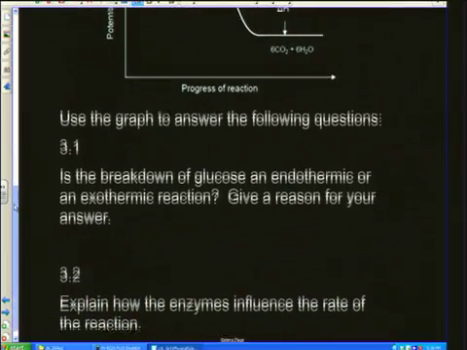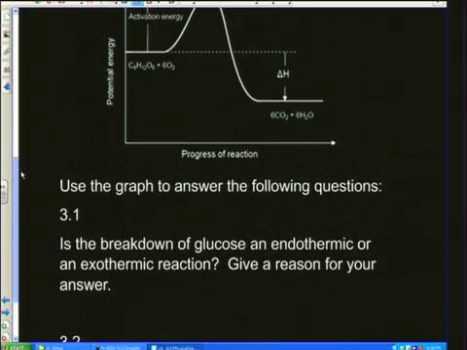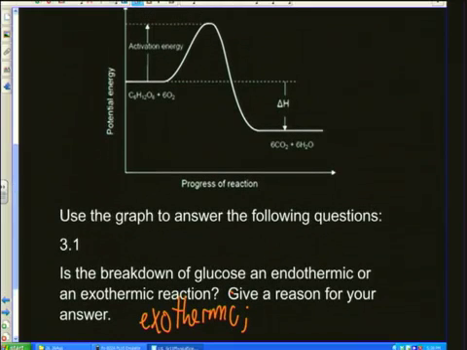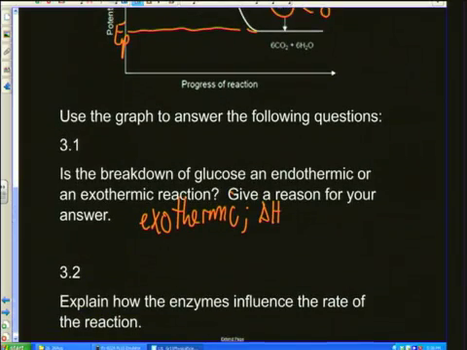Is the breakdown of glucose an endothermic or an exothermic reaction? All right, give a reason for your answer. This is an exothermic reaction. Why? If you look at this, that is energy of products, and that is energy of reactants. So delta H here is less than 0, and that is the reason. Delta H is negative, or you can just say delta H is less than 0.